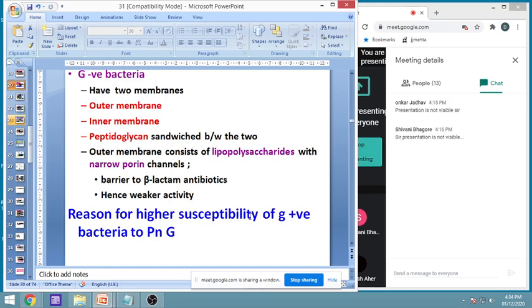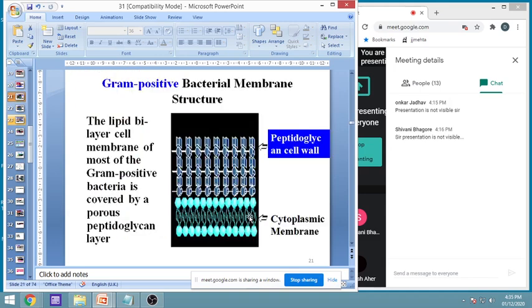Now simultaneously we are getting an explanation of their spectrum of action. If you remember, we call it a spectrum of action, that is, against how many different types of bacteria they can be active. So here, penicillin G is a narrow spectrum antibiotic because it can act only against gram positive and has very little activity towards gram negative.